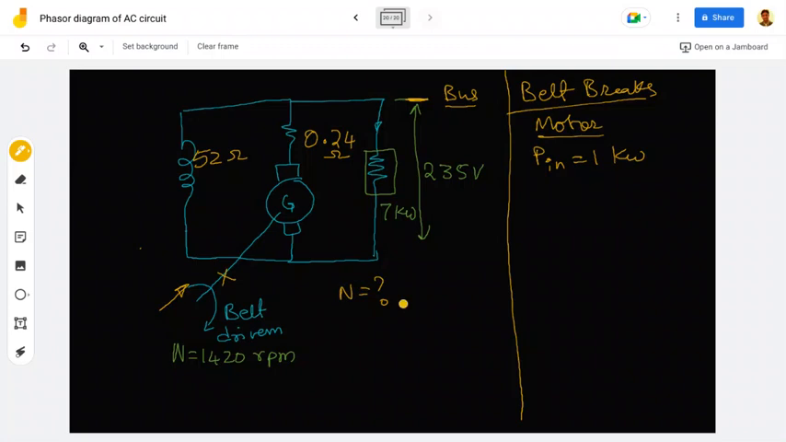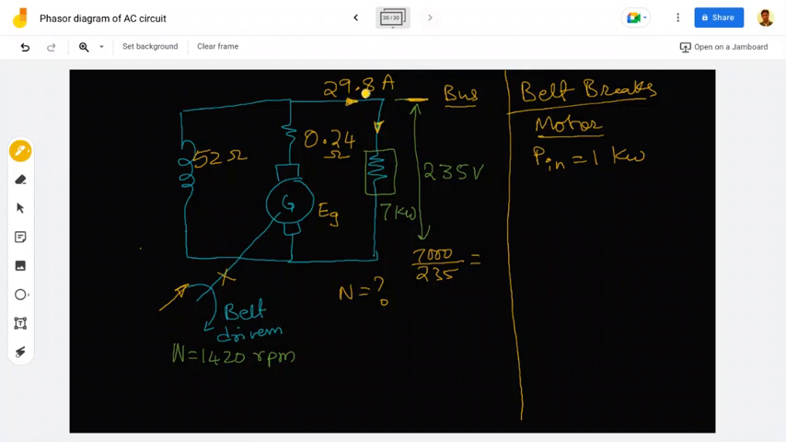So first, we'll consider the generator operation and find out the EG, the EMF generated. So when it is working as a generator, what is the EMF generated? First, 7 kilowatt at 235 volts. So what will be the current? It will be generating 7,000 divided by 235, which gives 29.8 amperes. The arrow will be towards the right side.